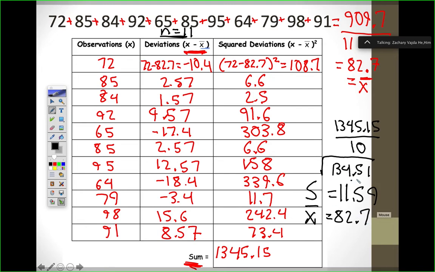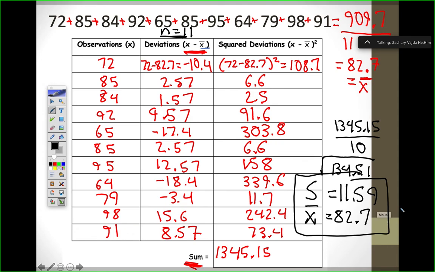X bar was 82.7 again. So what do these two numbers mean? It means on this test, the center of the distribution, the mean, was 82.7, and the average distance of scores away from the mean was 11 points. So we had 82 points as the center, and the average distance of people away from the mean was 11 points. That's what the standard deviation is, the average distance away from the mean.